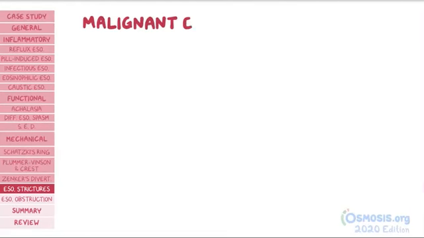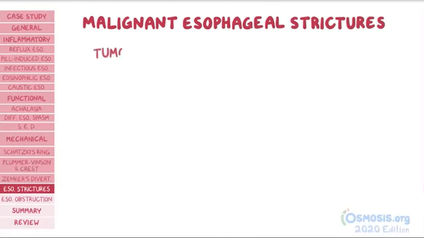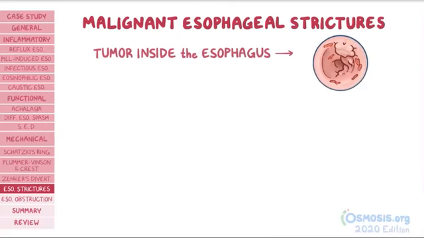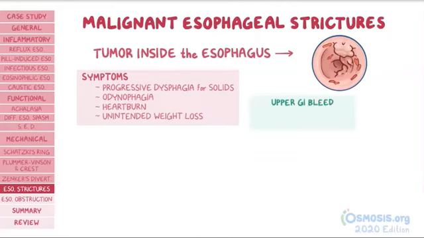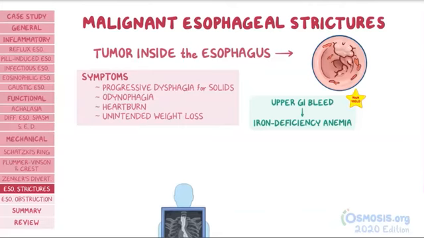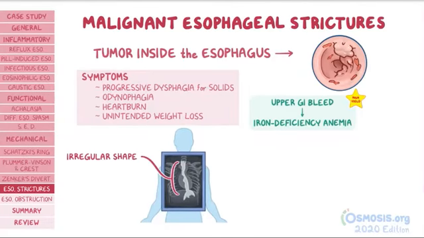On the other hand, malignant esophageal strictures are caused by the tumor growing inside the esophagus. Like in benign esophageal stricture, symptoms include progressive dysphagia for solids, odynophagia, heartburn, and unintended weight loss. In addition, these individuals can have upper gastrointestinal bleeding, which can lead to iron deficiency anemia. On a barium swallow, the stricture again causes the flow of barium to get obstructed. But because tumors are often irregular in shape, the narrowing of the lumen will be irregular as well.